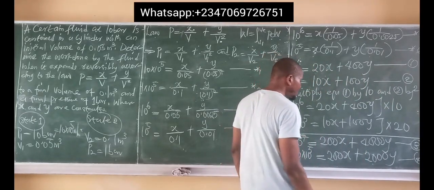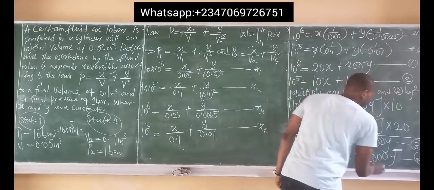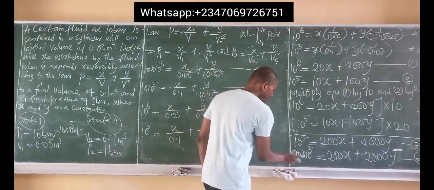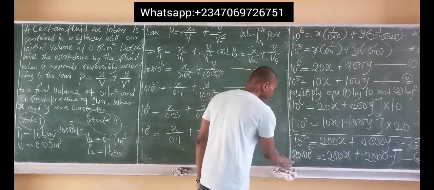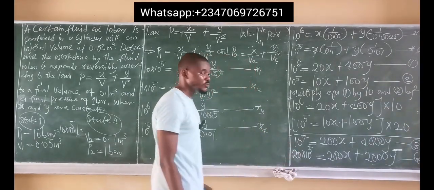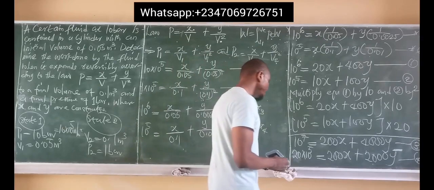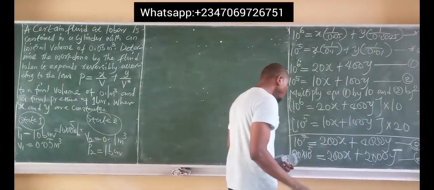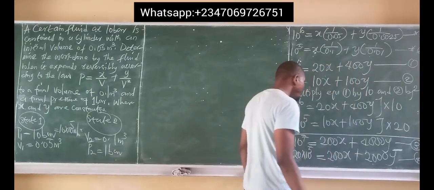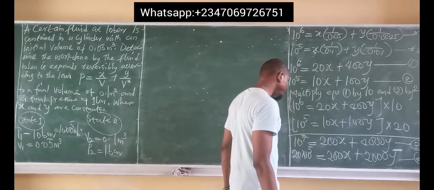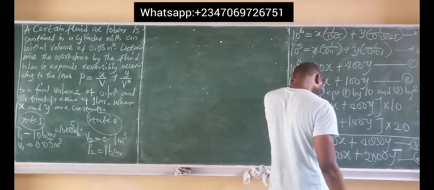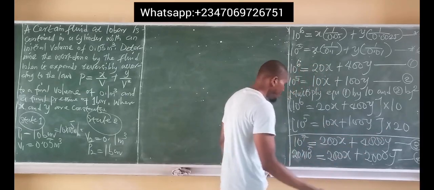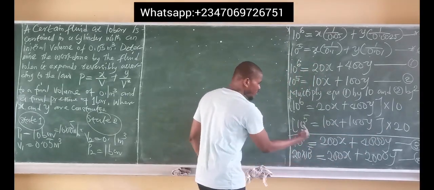So it becomes easier now. You can now subtract equation 3 from equation 4. Simply append a minus sign there. Subtract equation 3 from equation 4, or you can subtract equation 4 from equation 3. Whichever you choose is the same thing. So we are subtracting equation 4 from equation 3.